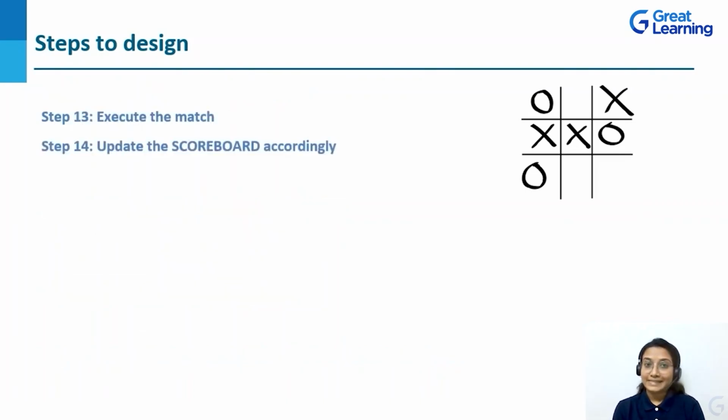Coming to the 13th step, we have to execute the match. We have to execute the code. From start to end, we have to make sure every player gets equal opportunities, and as soon as the game is terminated, we close the program. So execution should be taken into consideration. Step 14, update the scoreboard accordingly. Every time we win the match, we update it and ask the players whether they want to continue or quit the game. Accordingly, the scoreboard gets updated. However many games they play, that many times the win number will be updated in the scoreboard.